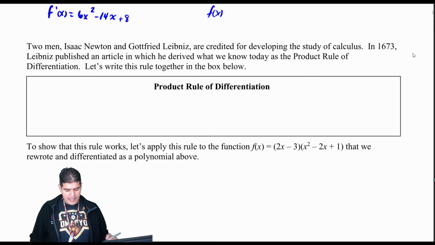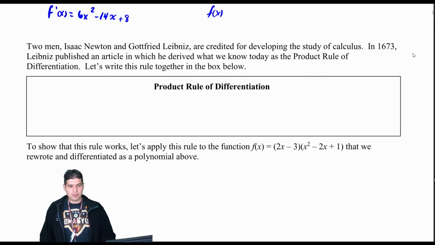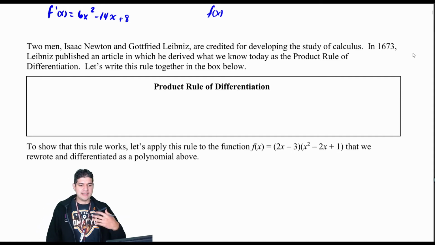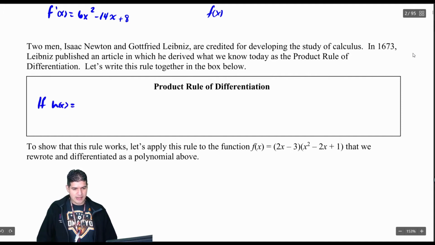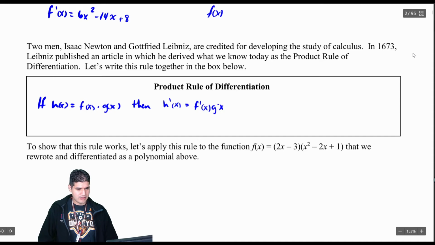But what I want to get at is, what is the product rule? What did they come up with in 1673? What we know is, if we have a function h of x that is the product of two smaller functions, f of x times g of x, then h prime of x is equal to f prime of x times g of x plus f of x times g prime of x.